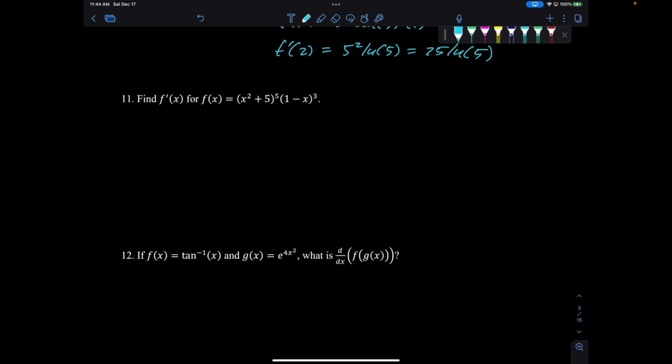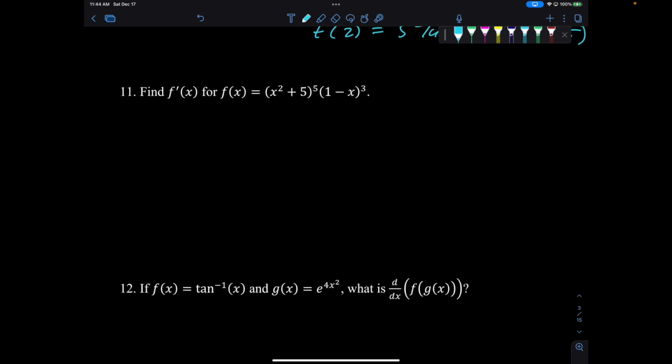Okay, we're on number 11, and it looks like we are going to start finding derivatives. So let's go for it. This looks like a product rule with a little bit of chain rule, and then probably got to clean it up. So f prime of x is, we got first, and we got second, and I'm probably not going to change color all that time, but who knows.